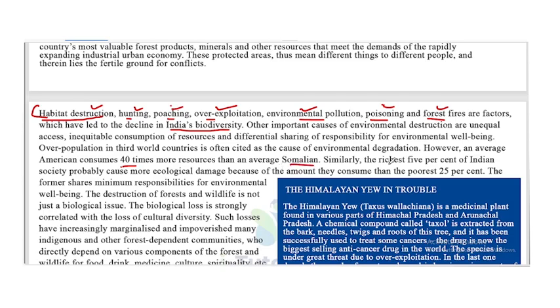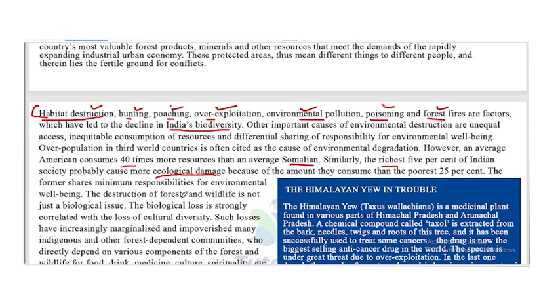Similarly, the richest 5% of Indian society probably cause more ecological damage, because of the amount they consume, than the poorest 25%. So they consume more resources than the poor. The poor share minimum responsibility for environmental well-being, and also the richest people share only very minimal responsibility for the environmental well-being.